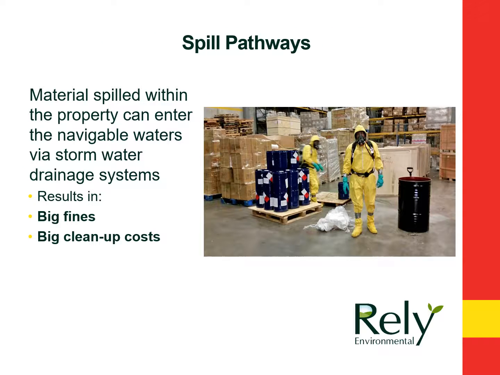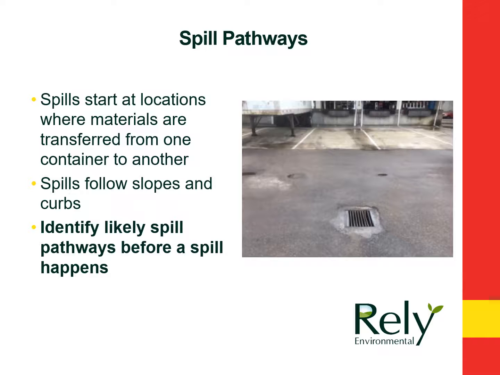Material spilled within the property can enter the navigable waters via public storm water drainage systems. This can result in big fines and big cleanup costs. Fortunately, we already know where spills usually happen and the routes they will take. Spills start at locations where materials are transferred from one container to another, such as fuel dispensers and at tank fills. Spills also follow slopes and curbs. It is important to identify likely spill pathways before a spill happens. This will improve your ability to respond to a spill.